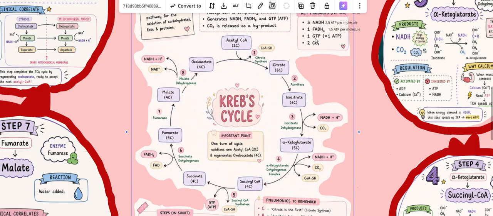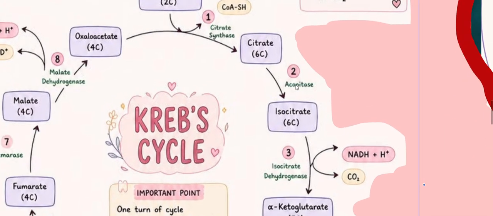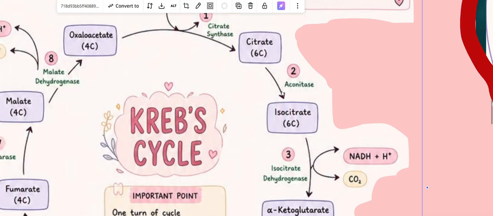Okay, that's enough about the citrate. I have to move to step two. We're done with step one. Step two is done by the aconitase enzyme. What is step two done by? It is done by the aconitase enzyme.